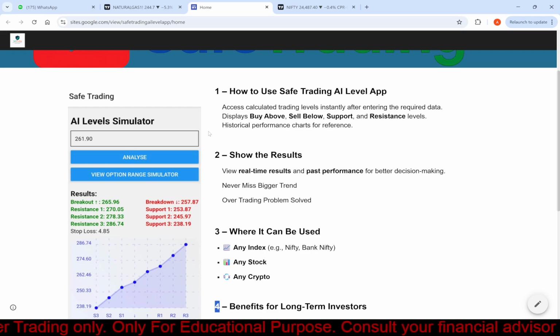But as long as it's working for us, it's definitely fine, because the ultimate goal is to get the proper, accurate levels and make the most of them. Coming back to the most important point, where I would like to spend more time: whether it's really working or not. Let me show you on my screen. This is natural gas, which opened around 261.90, the breakout was 265, and the breakdown was below 257.987.